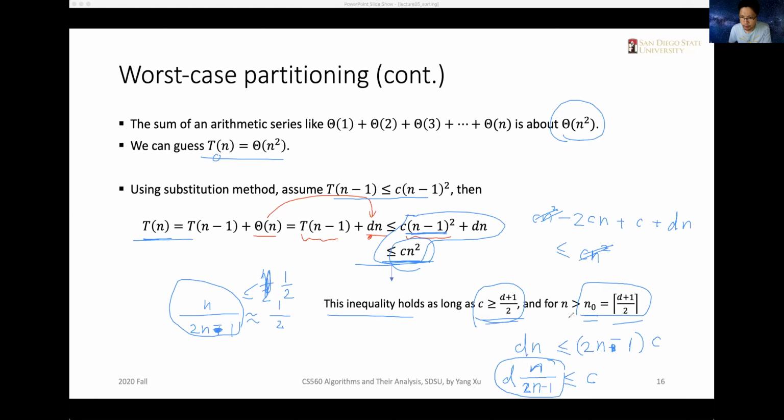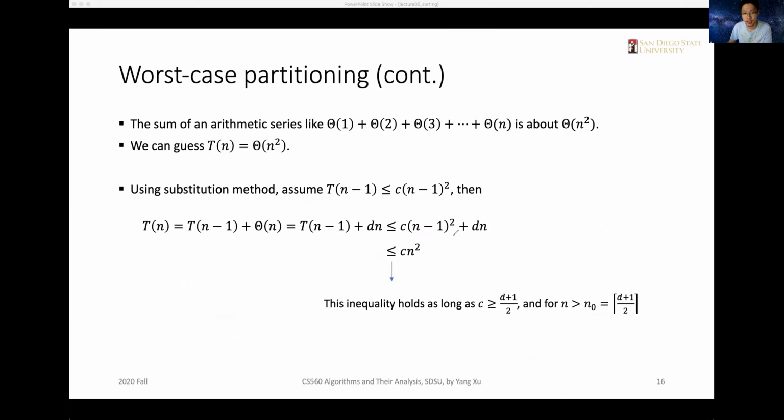So maybe I will come to a solution to this offline, and I will post it on the canvas. Okay. So anyway, because d is a constant, let me clean this up a little bit. Because d is a constant, and we want this inequality to be true, we can always find the C that satisfies this inequality. Okay, and we can always find the corresponding n0. Okay, so that should be no problem.